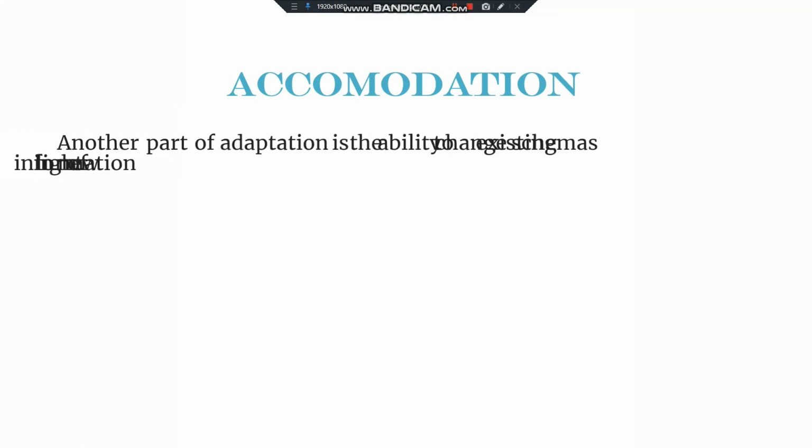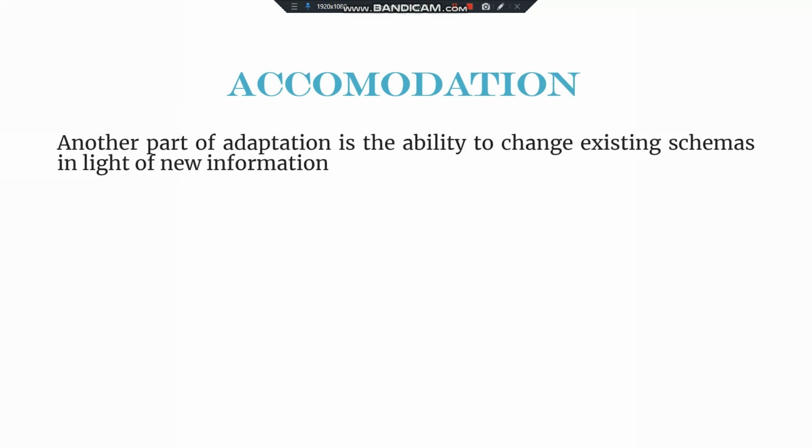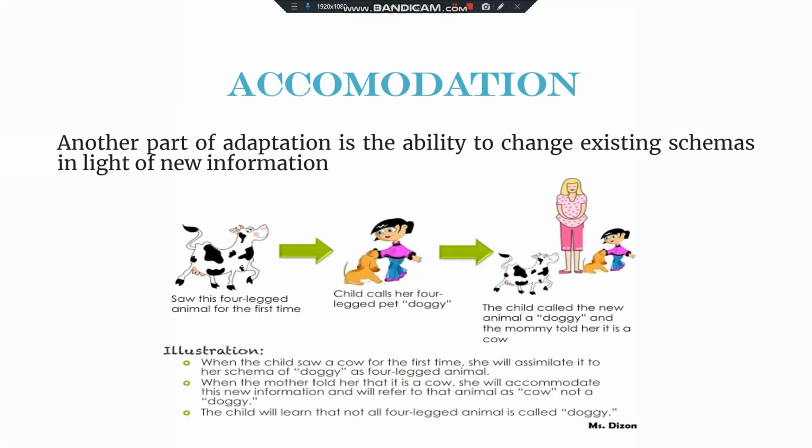Next is accommodation. Another part of adaptation is the ability to change existing schemas in light of new information. In this illustration, when the child saw a cow for the first time, she will assimilate it to her schema of doggy as a four-legged animal. When the mother told her that it is a cow, she will accommodate this new information and will refer to that animal as a cow, not a doggy. And then the child will learn that not all four-legged animals are called doggy.